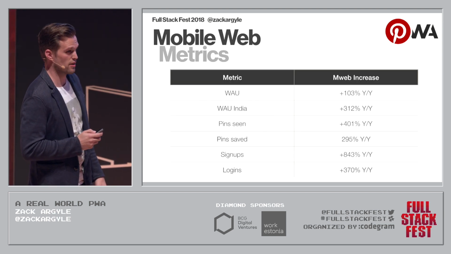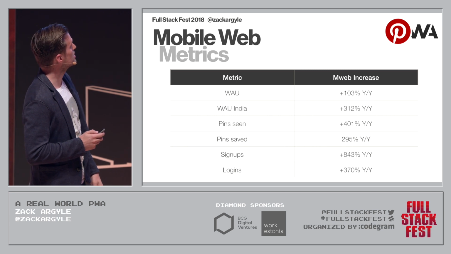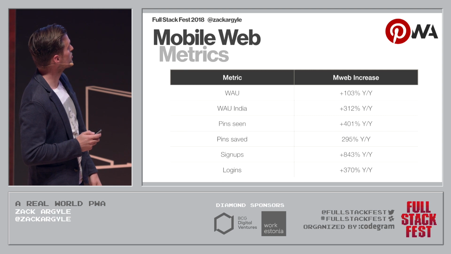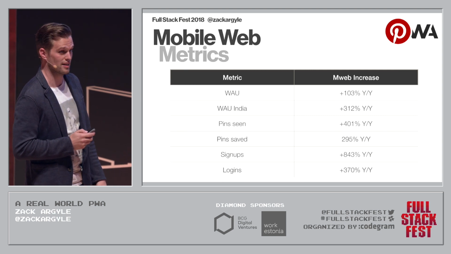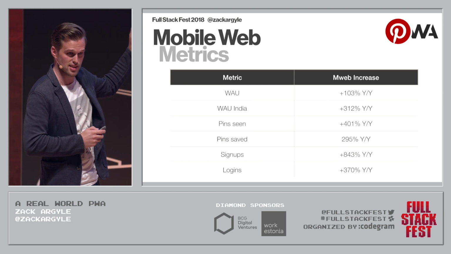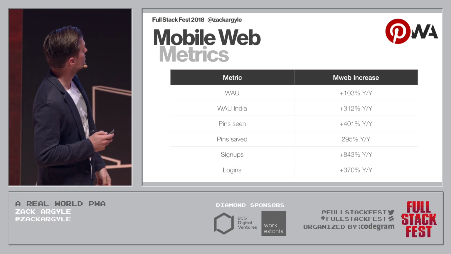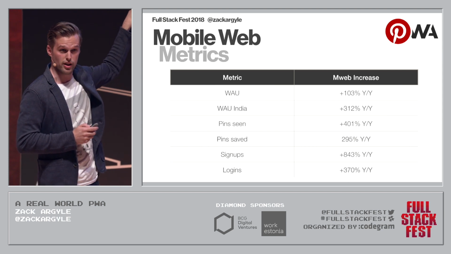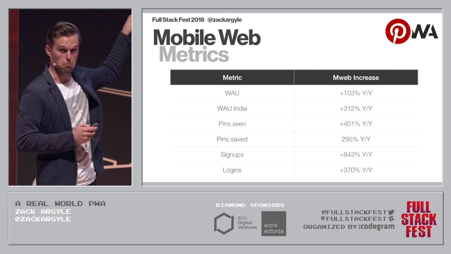Weekly active users increased by 100%. In India, it increased by over 300%. The number of pins people saw, over 400%. And that's how Pinterest makes money, is how many pins you see, because some of those are ads. The number of pins saved was about 300%. The number of signups increased by 843% year over year on mobile web.